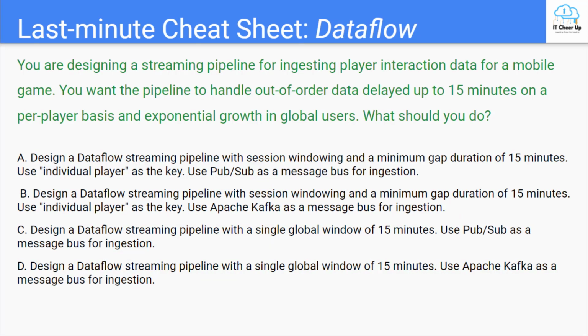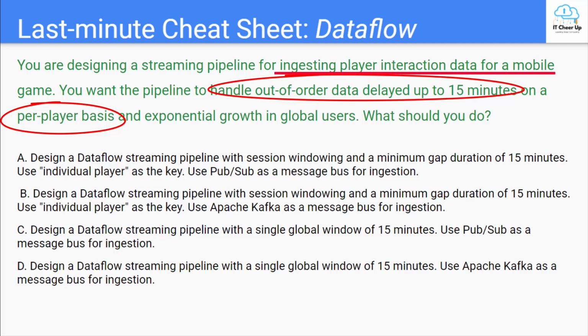Please read the question first, pause the video, and try to answer it yourself. Ready? I highlight the keywords of this question. Streaming pipeline for mobile game. Handle out of order data delayed up to 15 minutes. And on a per player basis. We can't use a single global window on a per player basis.